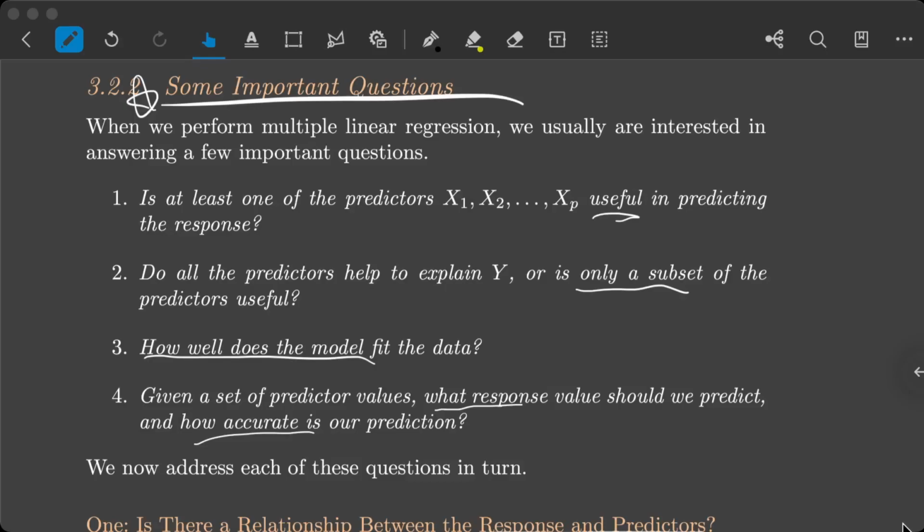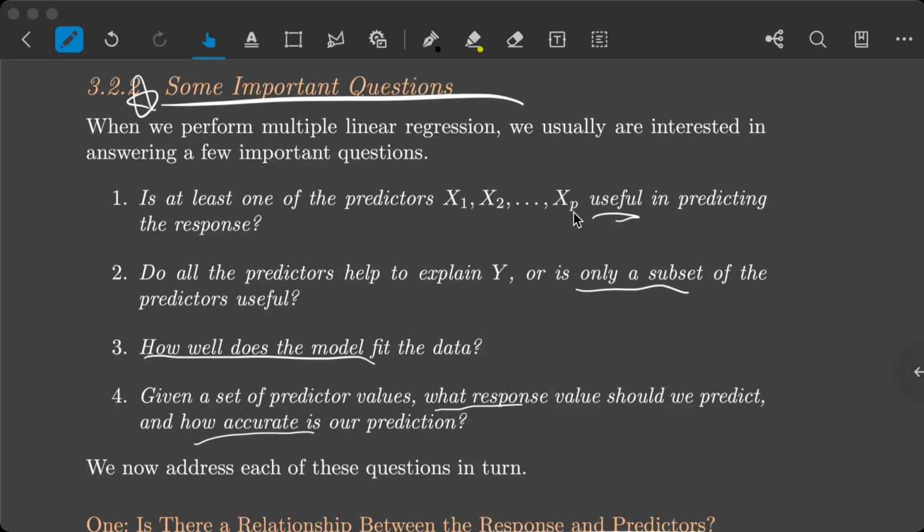Okay, in this part, I'm going to talk about some important questions. Generally, there are four questions, and we will go through them one by one. They are about some interesting facts, whether it's outside our methods, it's about how we analyze the results.